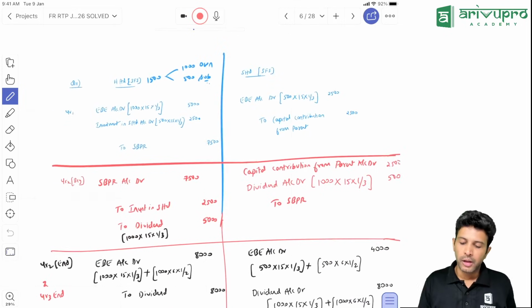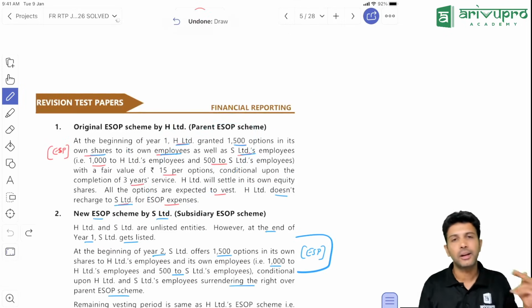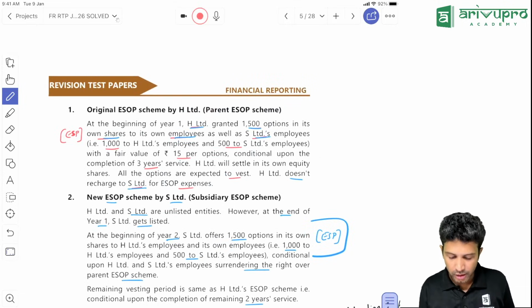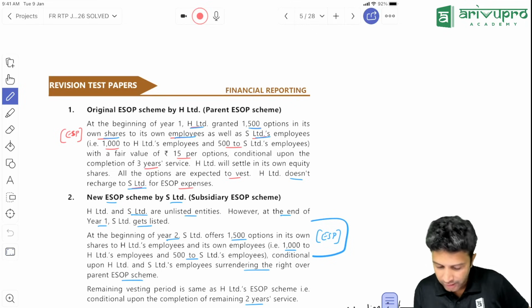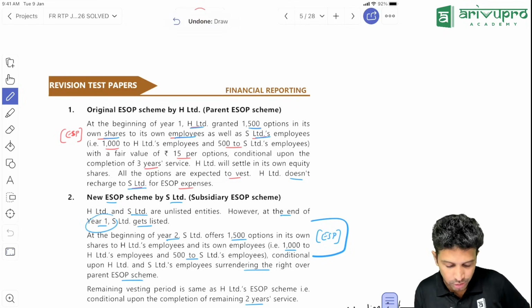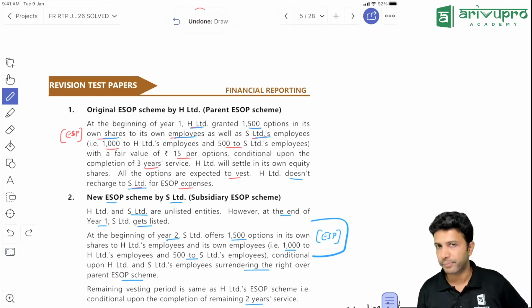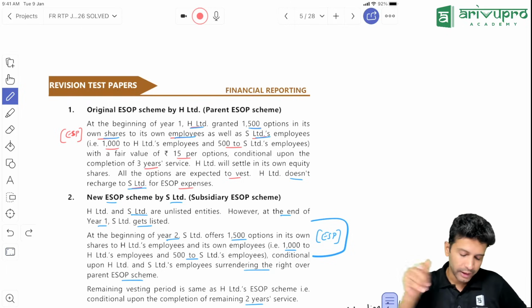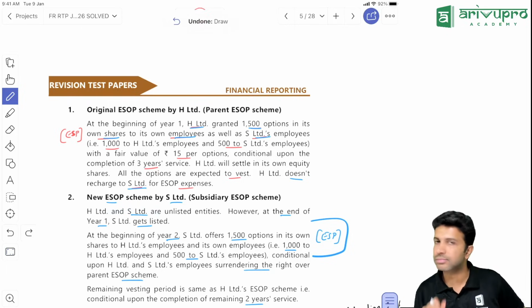Okay. Now, this drama is done. Let's get to the second year. Continuing, H and S are unlisted entities. However, at the end of year 1, S gets listed. Initially, H, the parent, and the subsidiary both were unlisted. At the end of the first year, S Limited got listed.